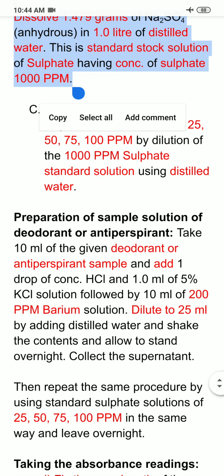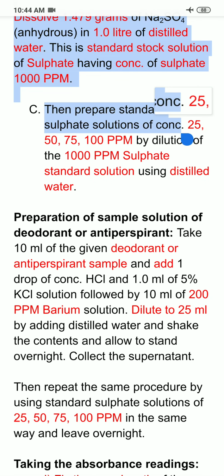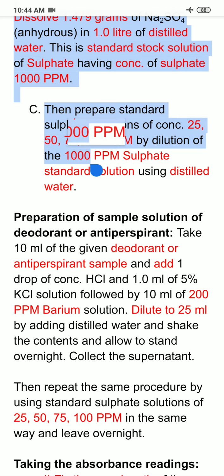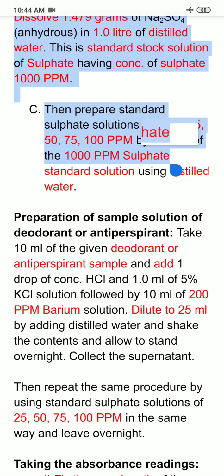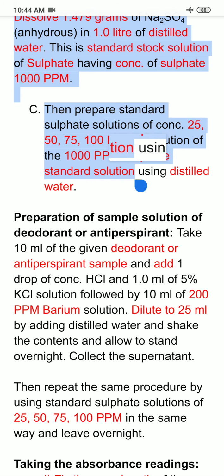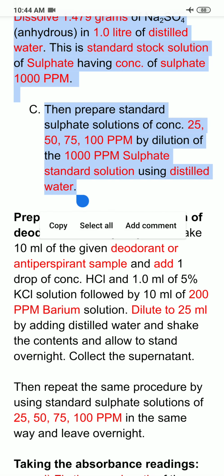Then we will prepare standard sulphate solutions of different concentrations, say 25 ppm, 50 ppm, 75 ppm, 100 ppm, by dilution of the 1000 ppm sulphate standard solution using distilled water.